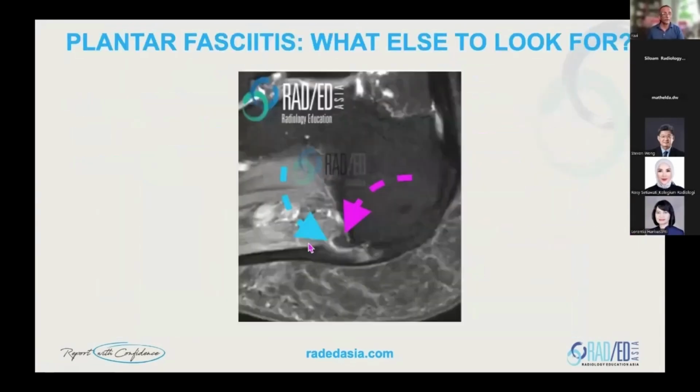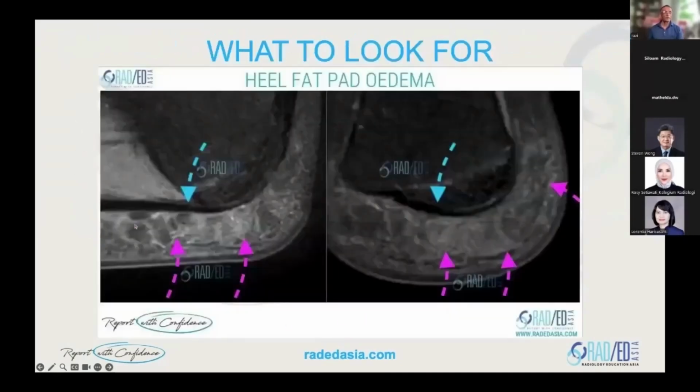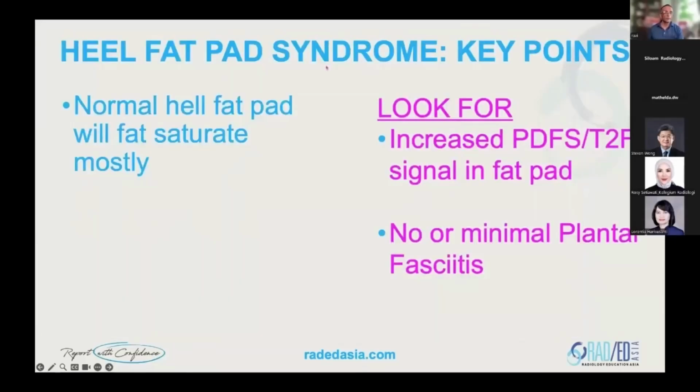If I go back to this, we have plantar fasciitis. Very often you'll get inflammation spreading from the plantar fascia into that fat. So this is not that. You've got a normal plantar fascia, but you've got isolated edema, inflammatory changes in the heel fat. And these can eventually atrophy or fibrose. For heel fat pad syndrome, there should be heel fat pad edema and fat saturation. So look for PDFS or T2FS increased signal in the heel fat pad. The plantar fascia should be normal or very minimally abnormal.